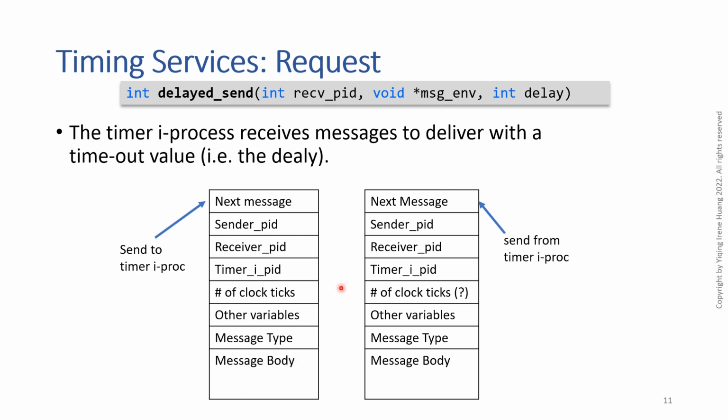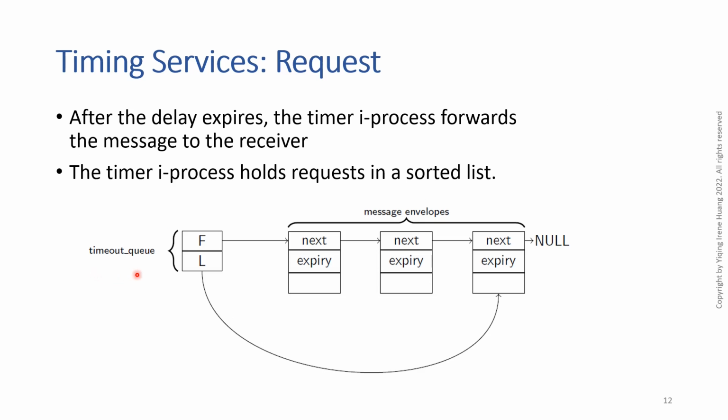Then on every timer interrupt, this number of clock ticks gets decremented by 1. Once this number of clock ticks, which is like a timeout value, reaches 0, the timer I process will send this message over to the receiver. So we need a timeout queue in order to queue up all these timing requests, and we need to sort them by expiry. So here again, we have a queue. And if you have a generic queue data structure, it is very easy for you to do this part.